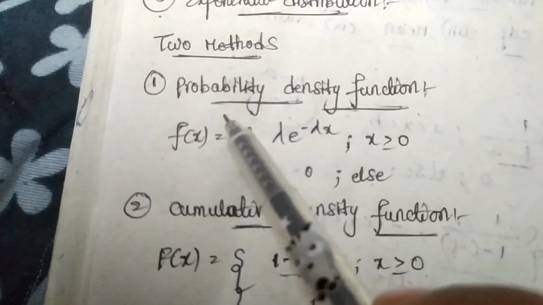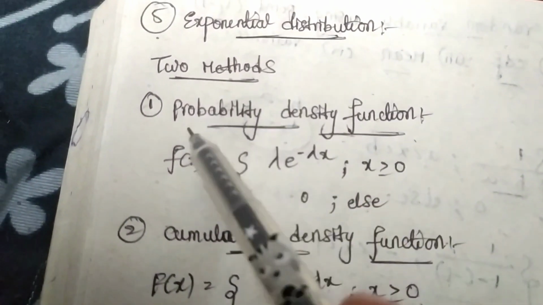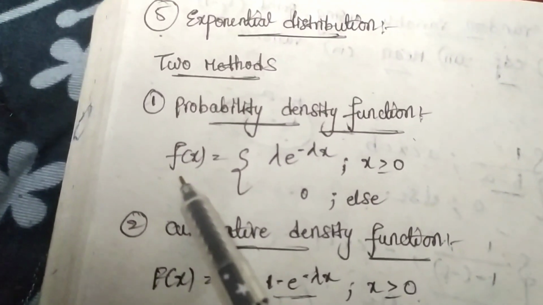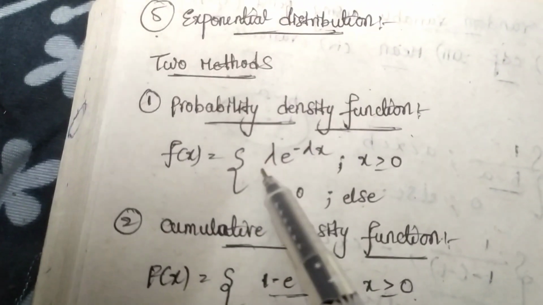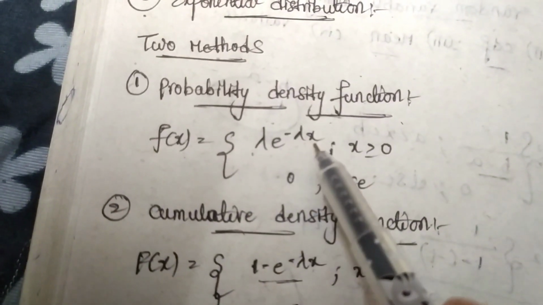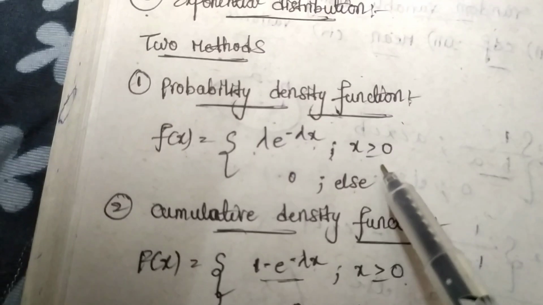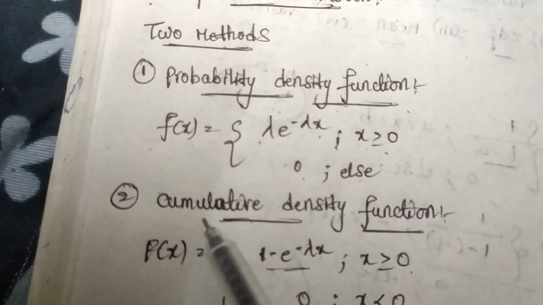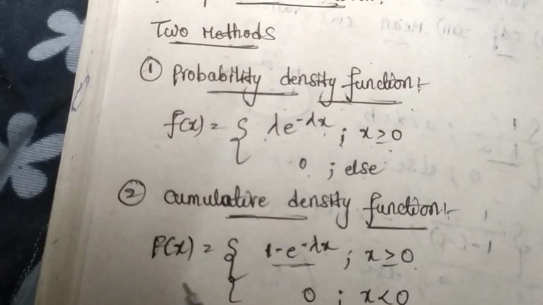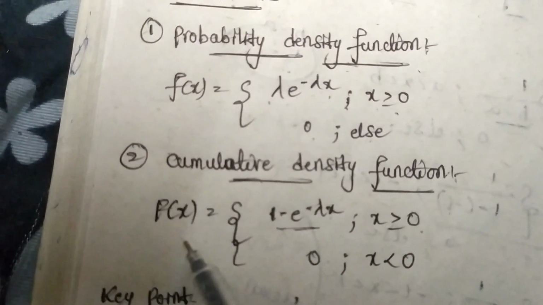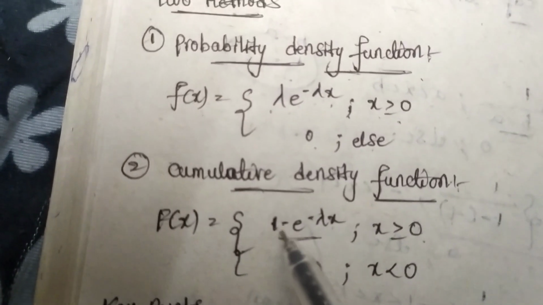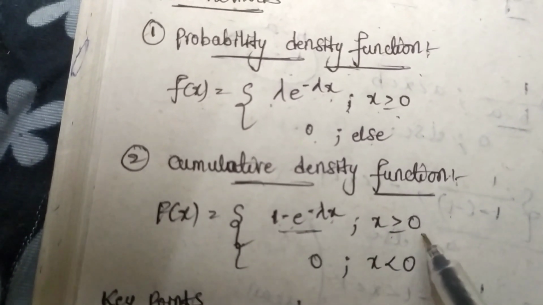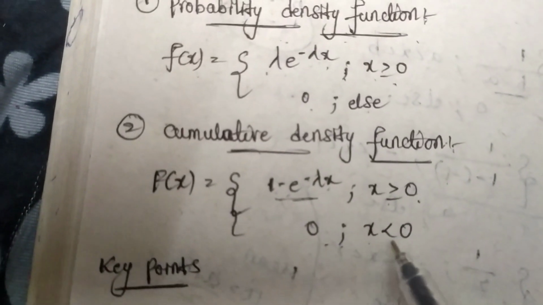In exponential distribution, the probability density function formula, which is indicated by small f of x, equals lambda times e power minus lambda x for x greater than or equal to 0, and 0 otherwise. Whereas the second method, the cumulative density function, which is indicated by capital F of x, equals 1 minus e power minus lambda x for x greater than or equal to 0 and 0 for x less than 0.